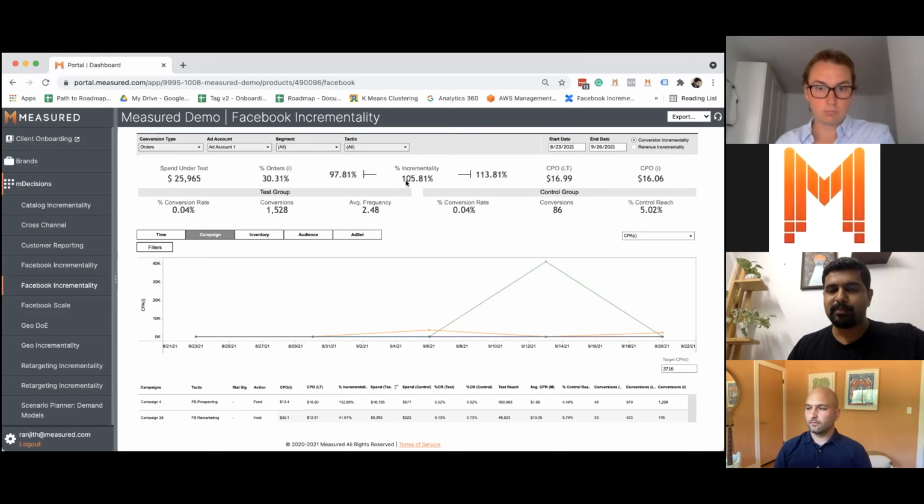What's also interesting is the overall incrementality numbers that you can see here. The incrementality number is above 100%. So we all know that there are limitations on the platform reported data because of the shortened attribution window and the restrictions on tracking.